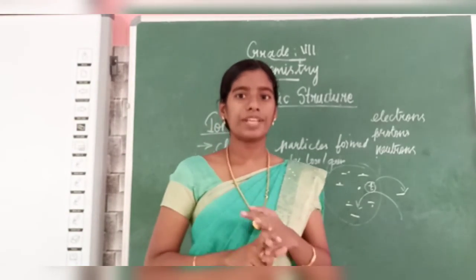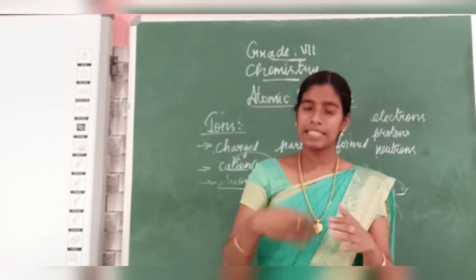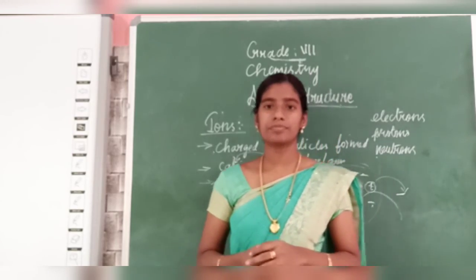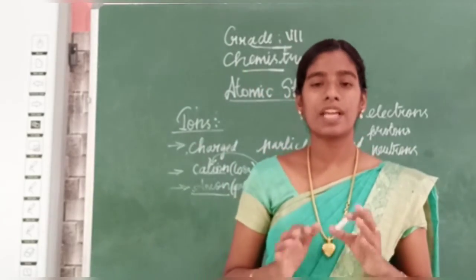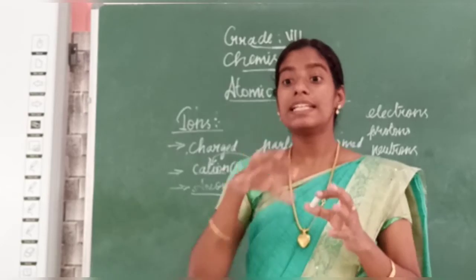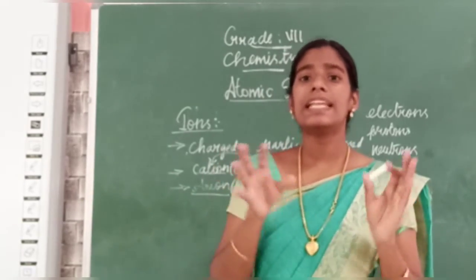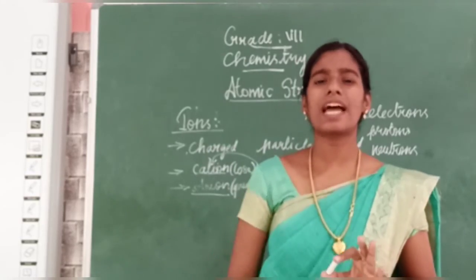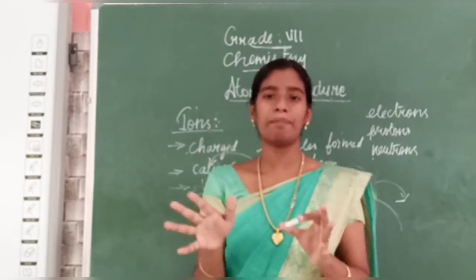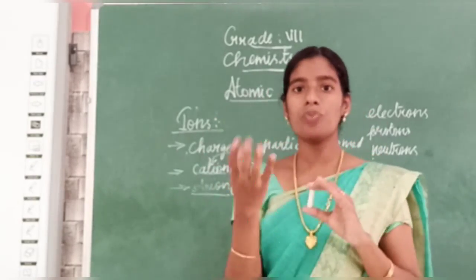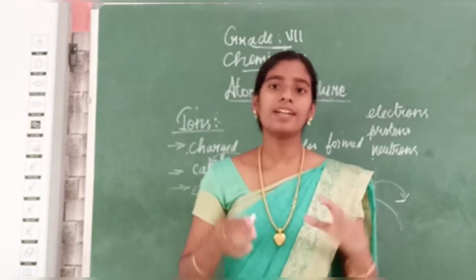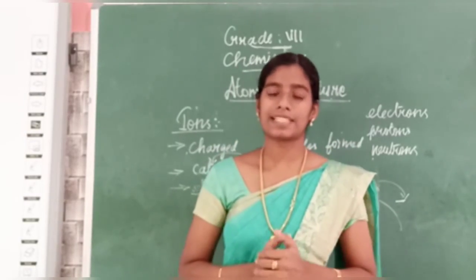So are you clear about today's topics? In the next class, what are we going to learn? In today's class, we have learned about what an ion is. In the next class, we are going to learn the names and symbols of ions. These ions are represented using some methods. The method of how we name these ions we can learn in the next class.